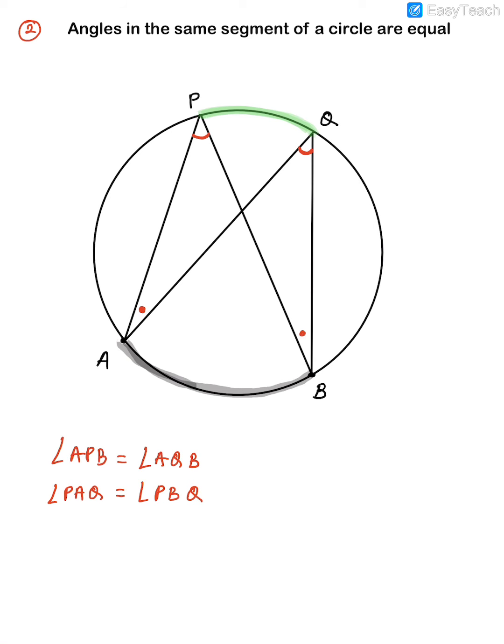Okay. So done guys, property number 2. Now next, property number 3. In property number 3, the property states that the angle in a semicircle is a right angle. Okay, angle in a semicircle is a right angle.